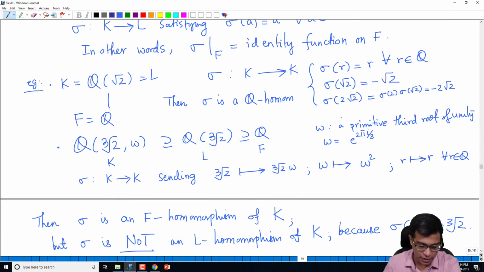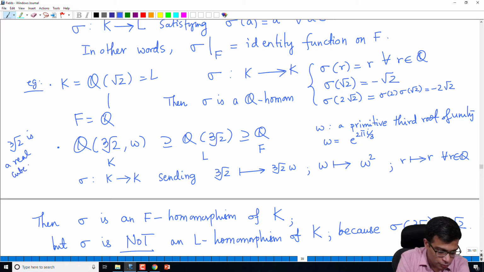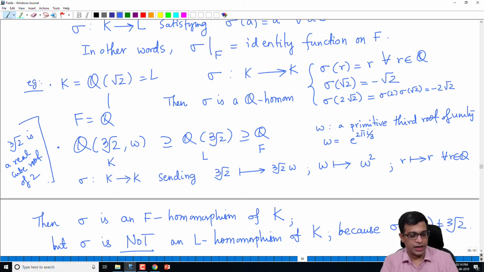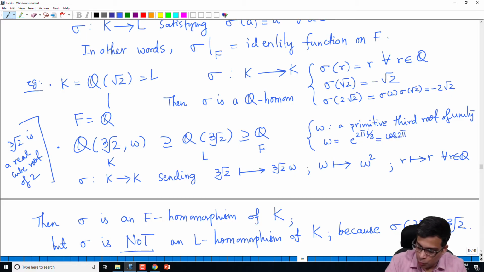On the other hand, let's look at another example. Let's look at the field Q adjoin cube root of 2 and omega, where cube root of 2 is a real cube root of 2. There are 3 cube roots of 2. Let's take the real one, and adjoin omega, which is a primitive third root of unity, and if you recall, that's just e to the power 2 pi i by 3. This is just cosine 2 pi by 3 plus i sine 2 pi by 3.